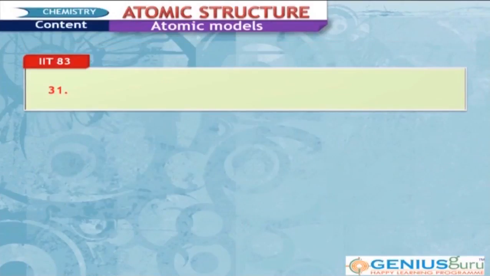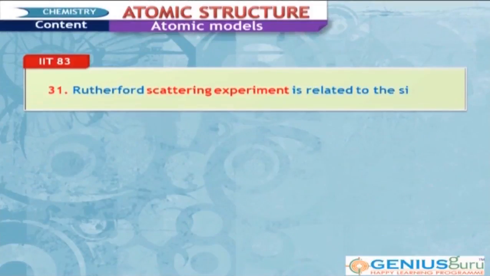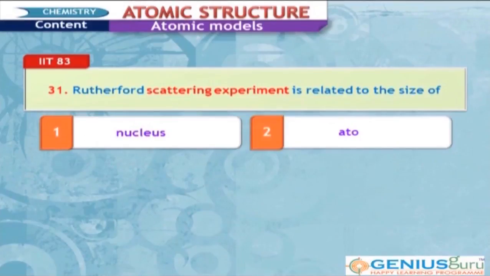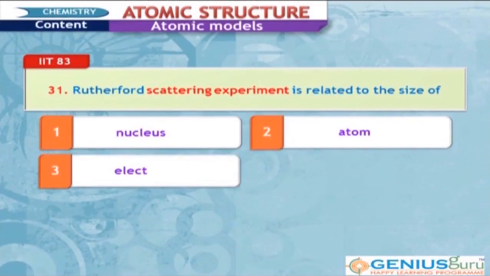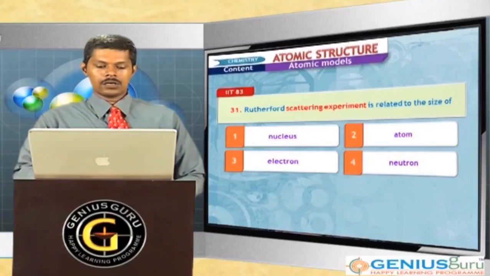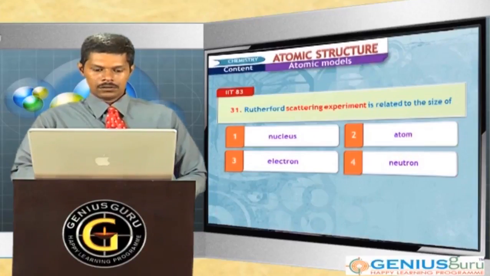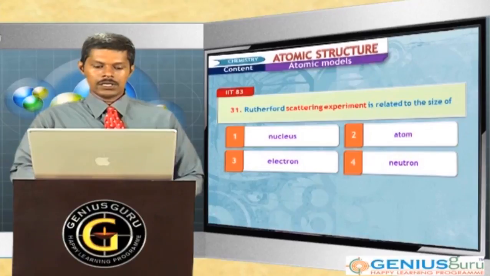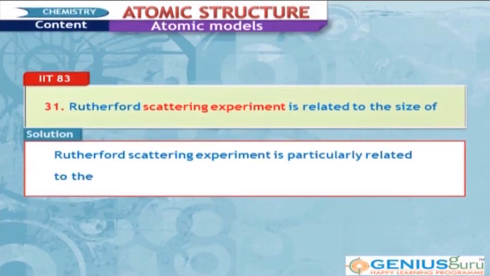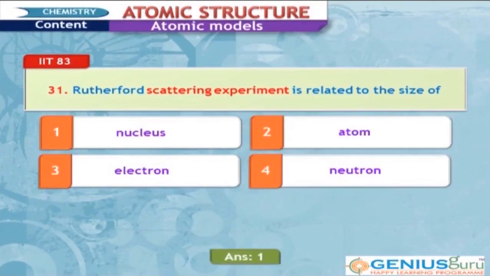Next question is, Rutherford scattering experiment is related to the size of. Here are the options. The first one is a nucleus, second one atom, third one electron, and fourth one neutron. In discussing the Rutherford scattering experiment, we arrived at the size of the nucleus. Therefore, Rutherford scattering experiment is particularly related to the size of the nucleus. Hence the correct option is 1.